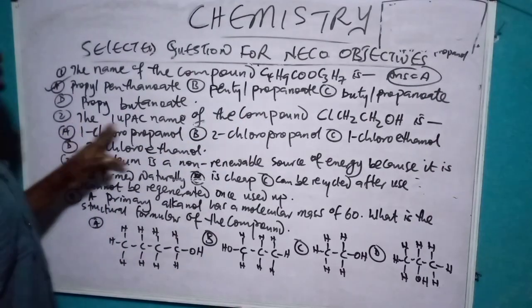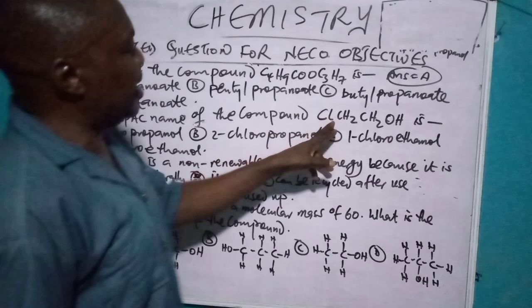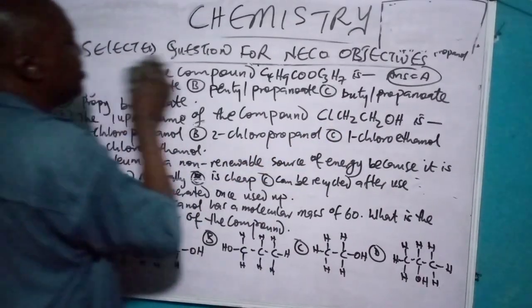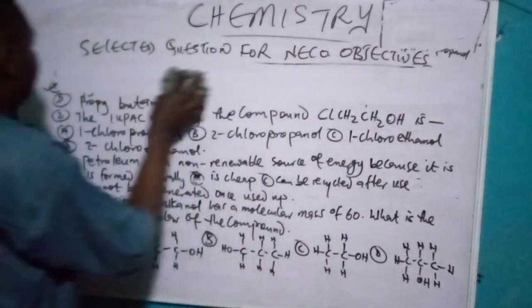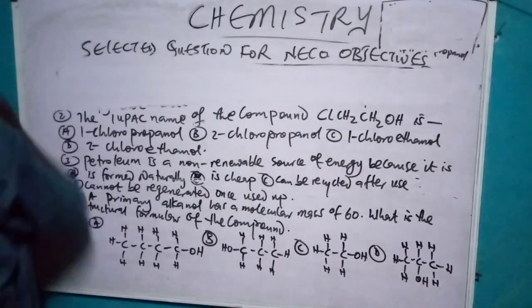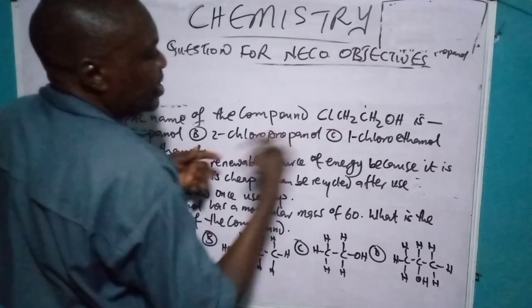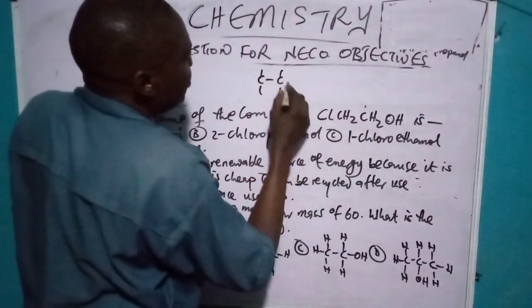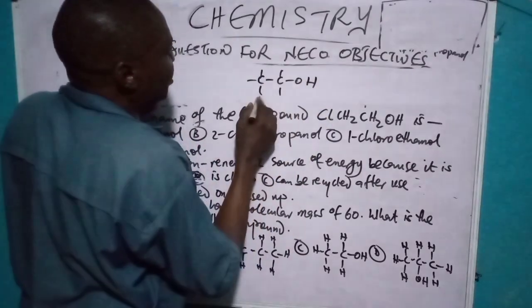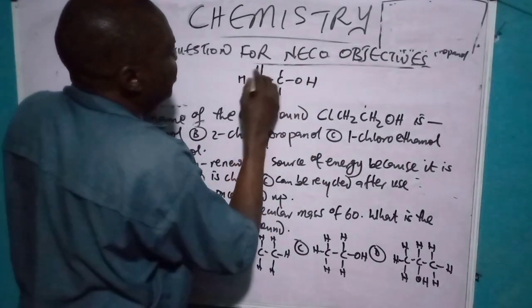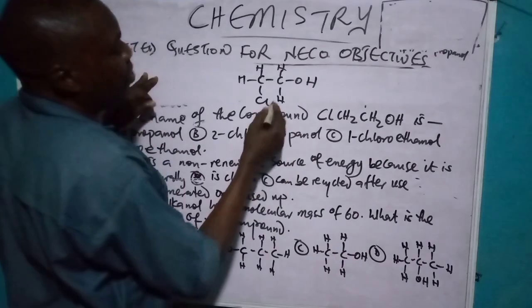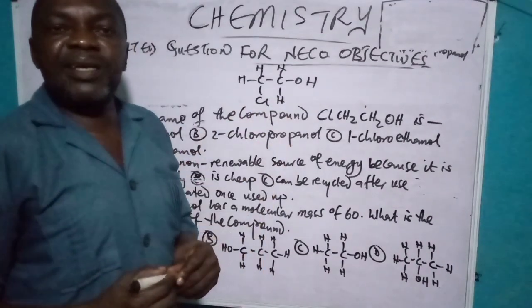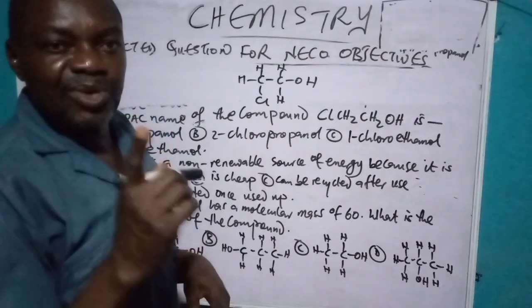Then look at the second one, the IUPAC name of the compound ClCH2. So we can delete the first part. Let's create space here so that we can use here. Okay. So the IUPAC name, we can still write it again. C, this is H2, CH2, OH. This is Cl, this is H. If you look at it, a similar question has occurred before in my naming of organic compounds. Go through that video and check it very well.